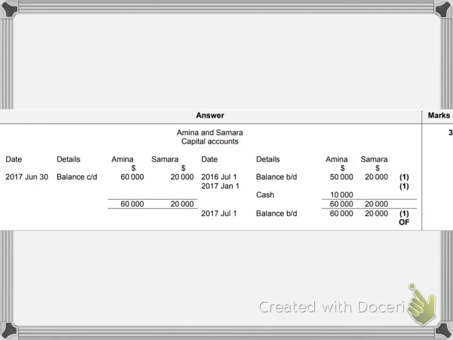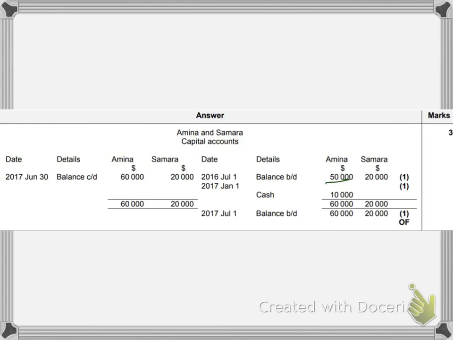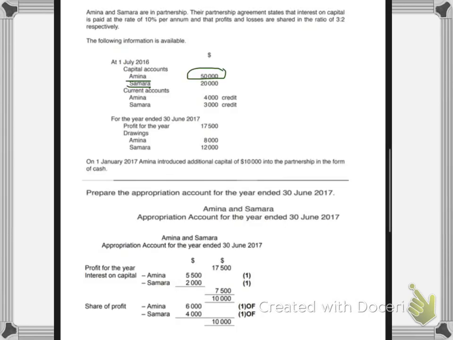Now, capital account, if you remember, in the first video we mentioned that only the capital invested by the partners is recorded. So first we need to check the capital accounts. Here we have Amina and Samara. In Amina's account, there is 15,000 of capital, and capital accounts always have a credit side balance, so we're going to record it on the credit side. So we record, sorry, 50,000 balance brought down, and then Samara 20,000.